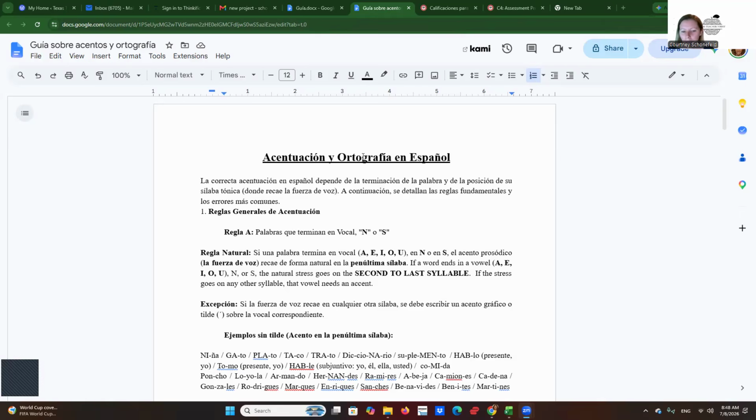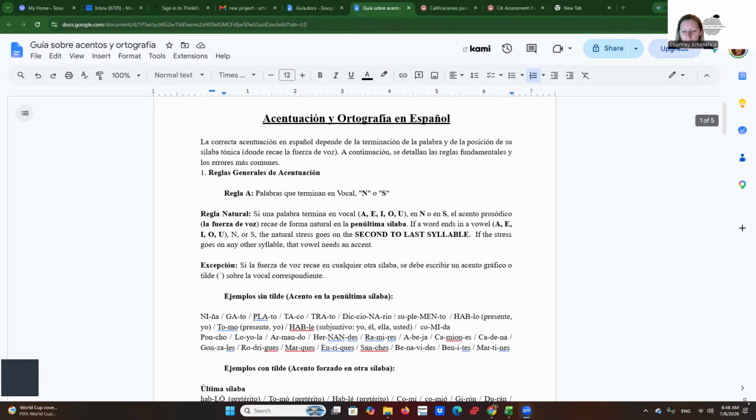So we can look at a lot of examples here where this follows the rule. And I'll clap so you can hear the emphasis. Niña, gato, plato, taco, gato, diccionario, suplemento, hablo. All of those end in a vowel, and on all of those, we stress the second to last syllable.